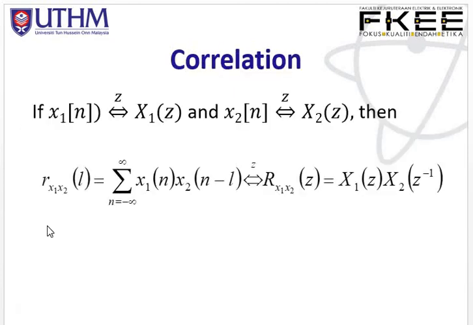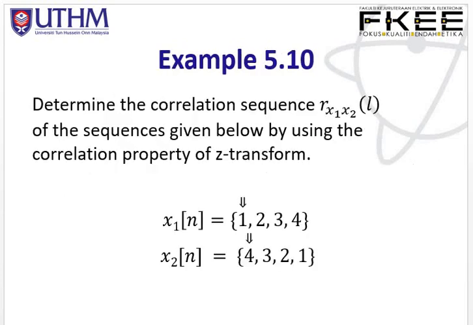In terms of correlation, R x1,x2 equals the summation of x1[n] x2[n minus l], which for the Z transform is R x1,x2(z) equal to X1(z) X2(z inverse). I give you an example here. Determine the correlation sequence R x1,x2 of the sequences given below by using the correlation property of the Z transform, where x1[n] is like this and x2[n] is like this.